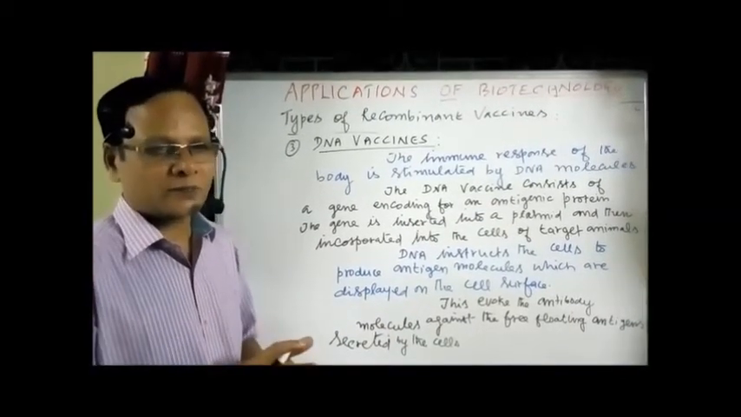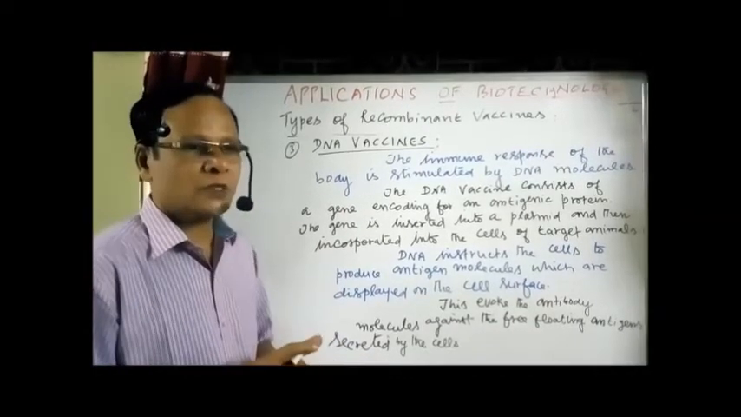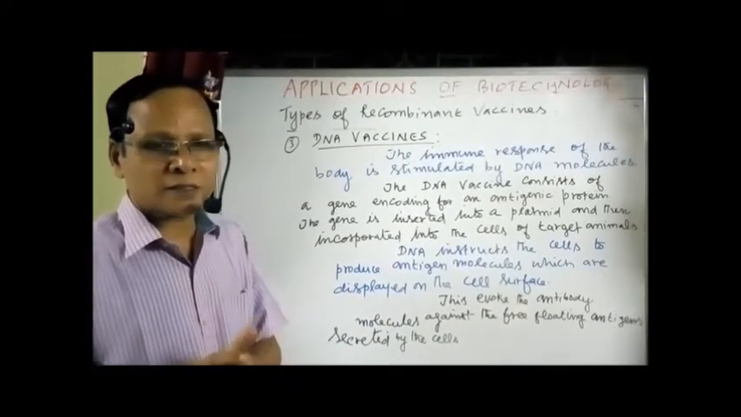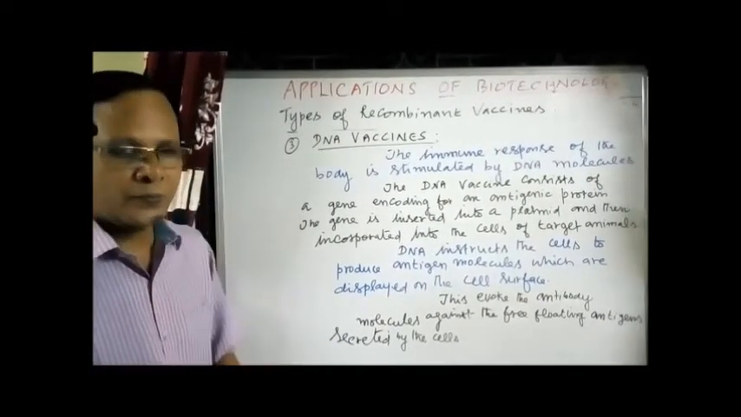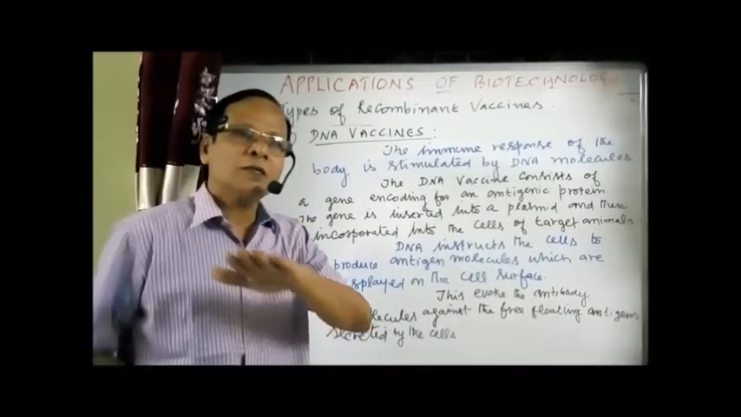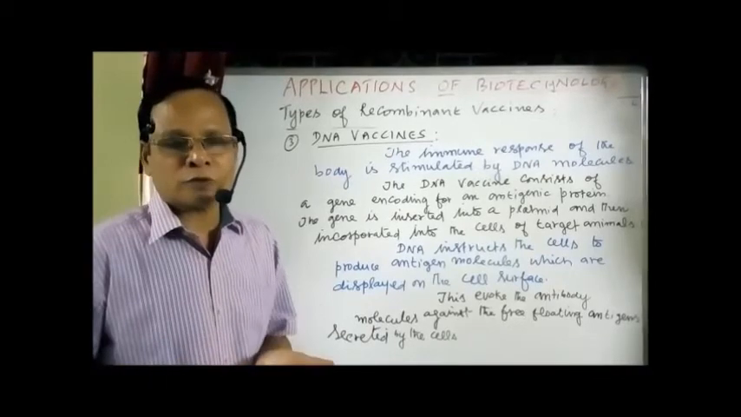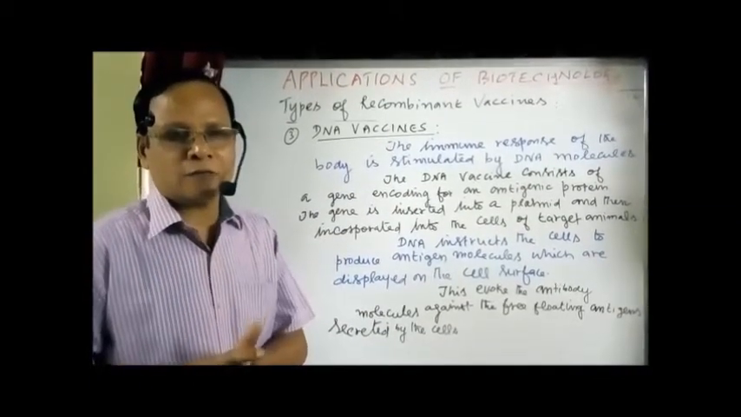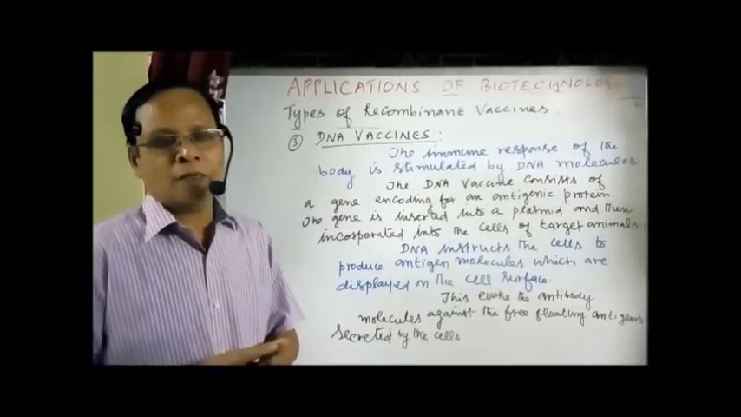This is the mechanism. So the DNA, that is a gene, is inserted into a plasmid and incorporated into the cells. Now the DNA instructs the cells to produce or synthesize antigen molecules. These antigen molecules are displayed on the cell surface. Then this provokes the antibody molecules to fight against the free floating antigen molecules secreted by the cells.